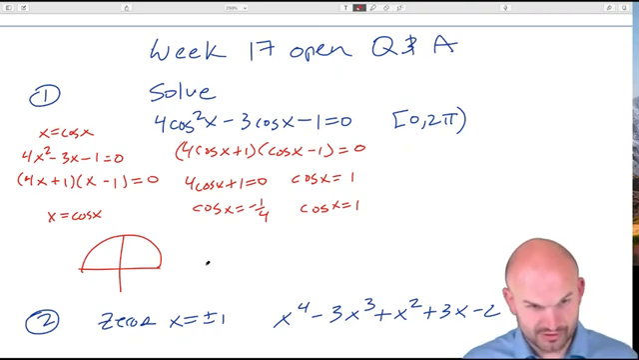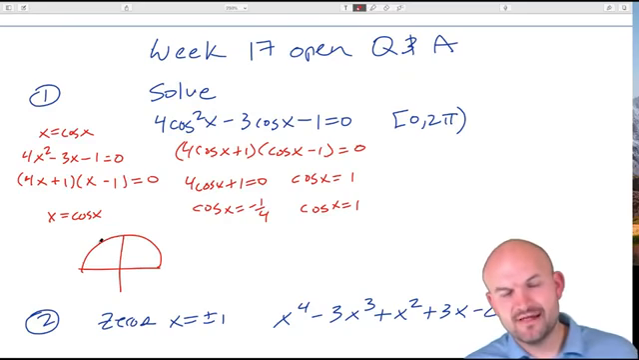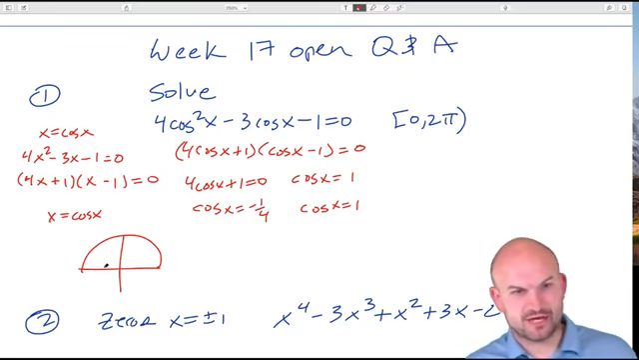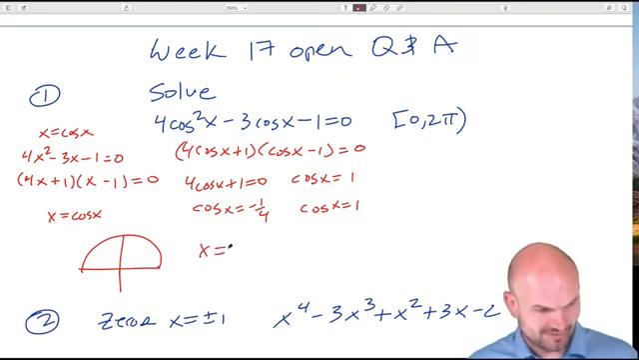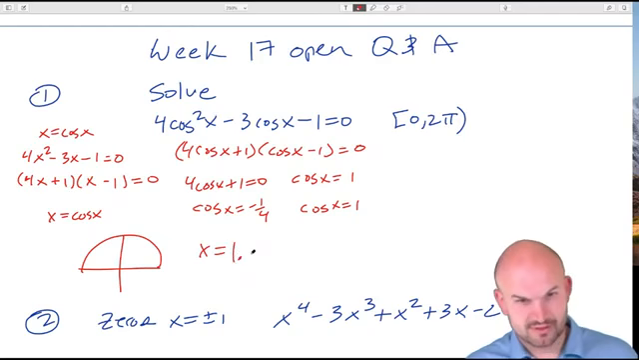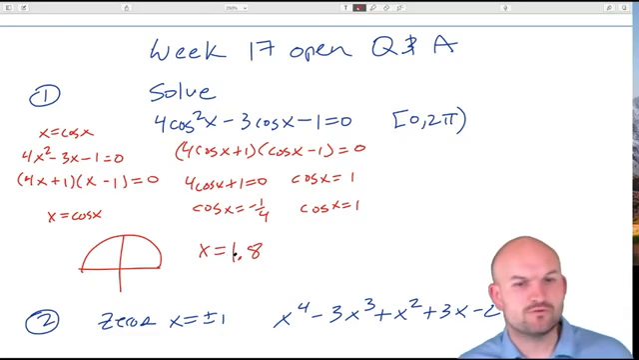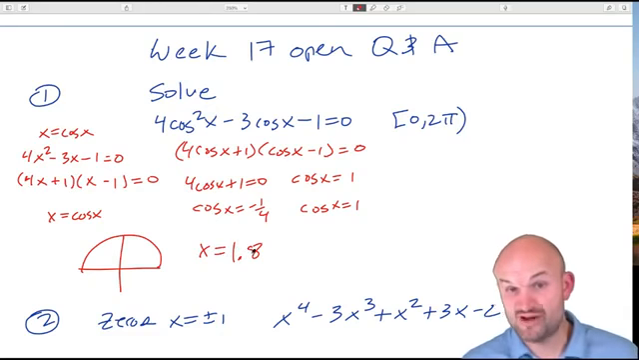I can do cosine inverse of negative 0.25, and that's going to be 1.8. So that's going to be second quadrant. If cosine's negative, that means it's going to be some angle in the second quadrant. The domain is between 0 and 2 pi. So x is going to equal, I'll round this to the nearest tenth, x equals 1.8 radians.